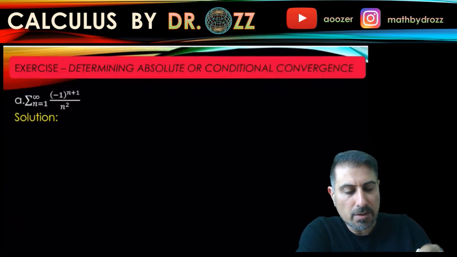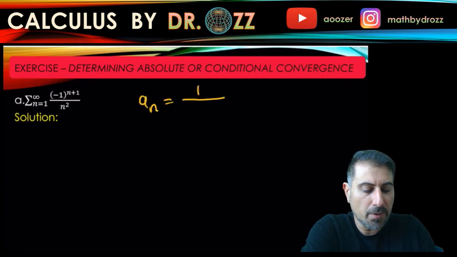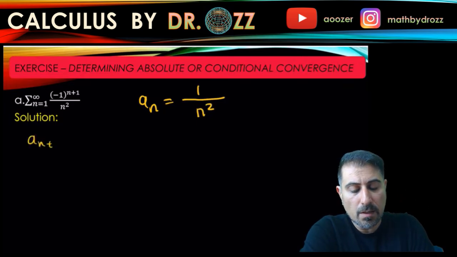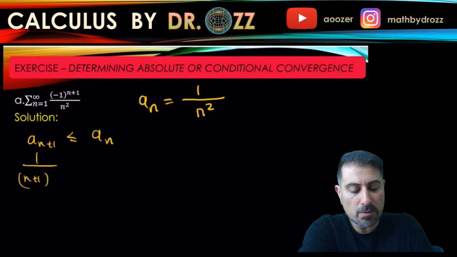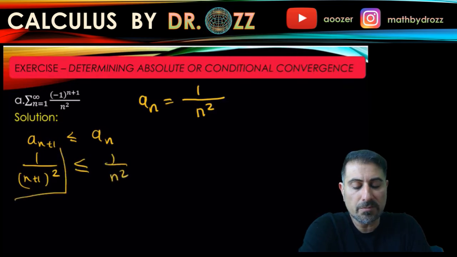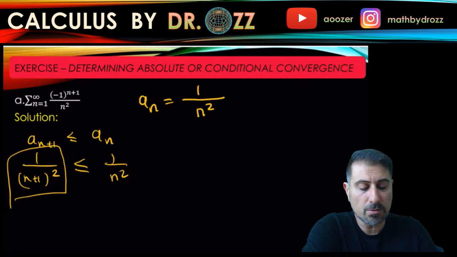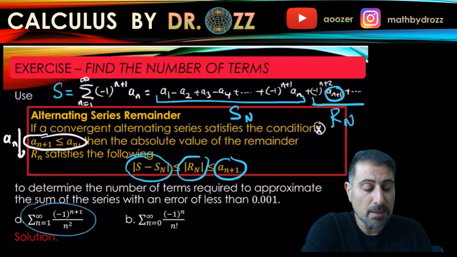And let's go here. So I'm going to grab an out of this. The non-alternating part is an here. And I want an plus 1 less than or equal to an. Is that correct? Well, 1 over n plus 1 quantity squared is always less than or equal to 1 over n squared, because here you're dividing by a bigger denominator. So this inequality should hold true, right? So then going back to the remainder theorem, it says the actual sum minus the partial sum has to be less than or equal to an plus 1.